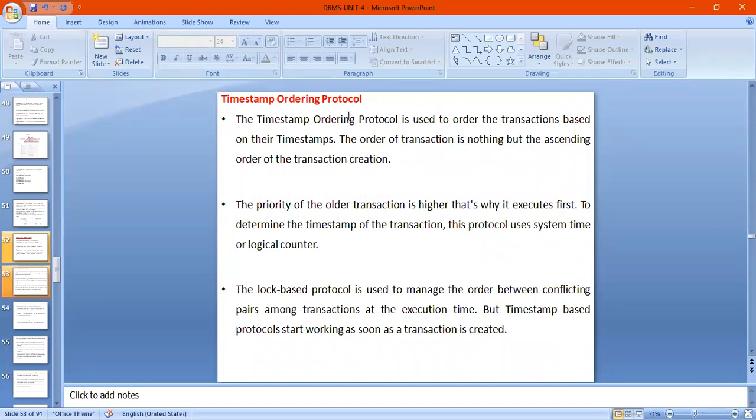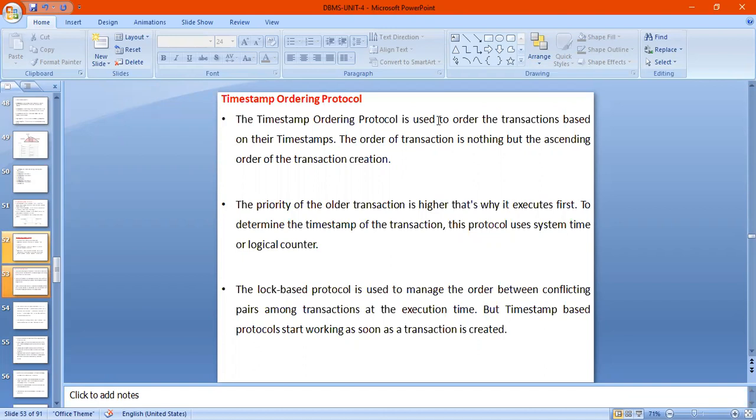Timestamp ordering protocol. The timestamp ordering protocol is used to order the transactions based on their timestamp. The order of transactions is nothing but the ascending order of transaction creation. The priority of the older transaction is higher. That's why it executes first.